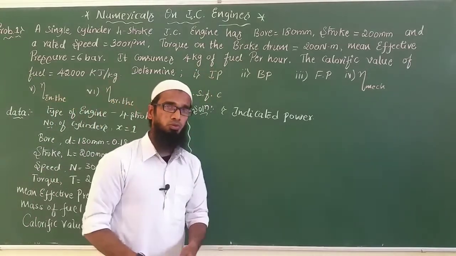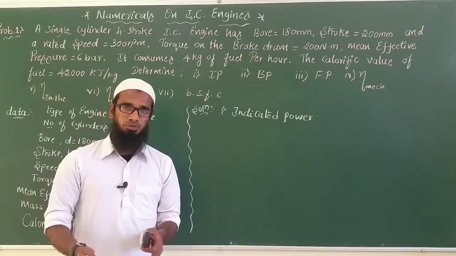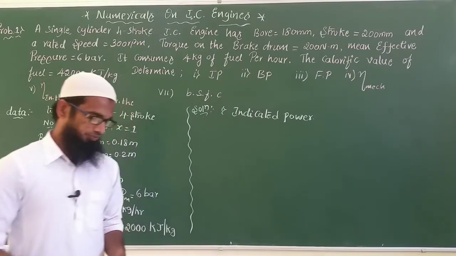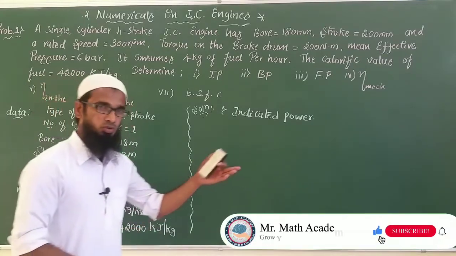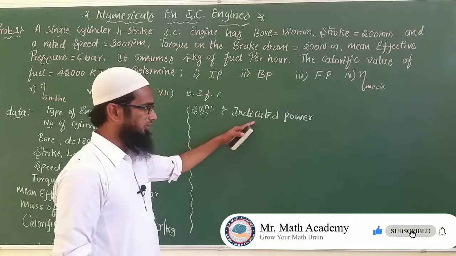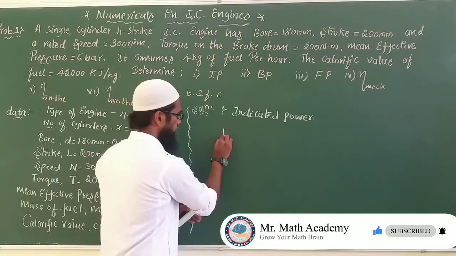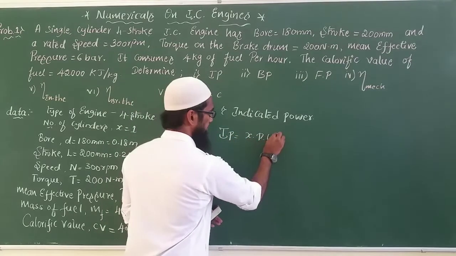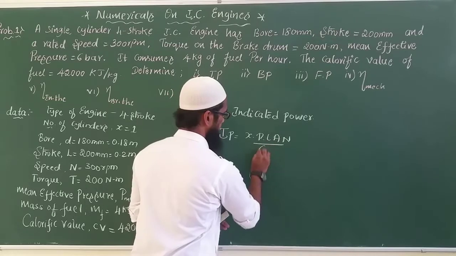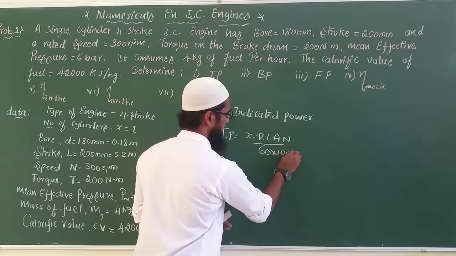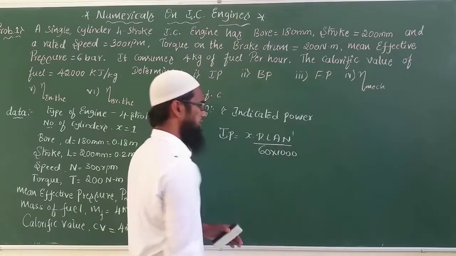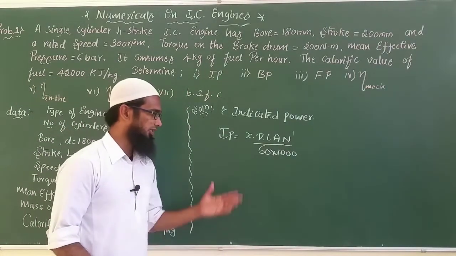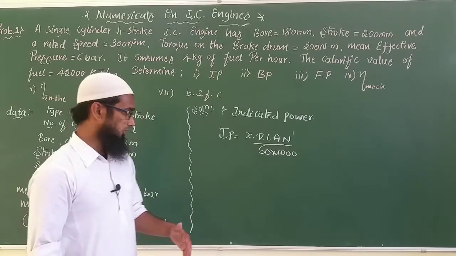Now we have to find the indicated power, brake power, frictional power, mechanical efficiency and thermal efficiency, etc. We will go through them one by one. First we calculate the indicated power. The formula is x p l a n dash by 60 into 1000. Here n dash is used just for representation. Let us see what each term means.